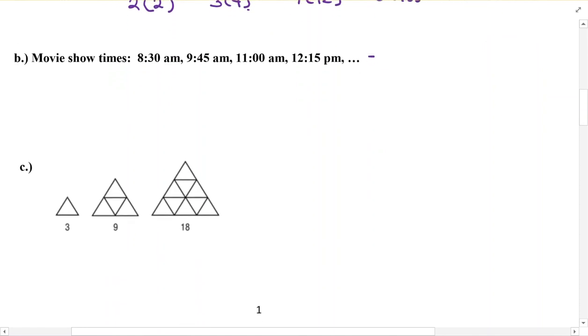The movie times are 8:30, 9:45 a.m., 11 a.m., and 12:15 p.m. I conclude, or my conjecture is that each of the movies are 1 hour and 15 minutes apart. So my conjecture is that the next movie is at 1:30 p.m.